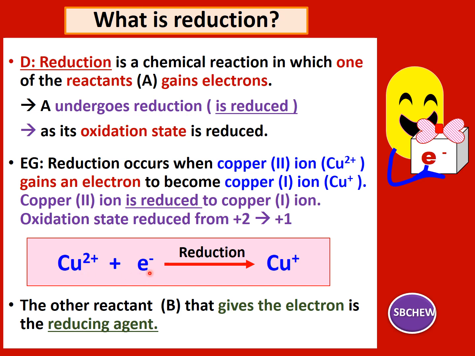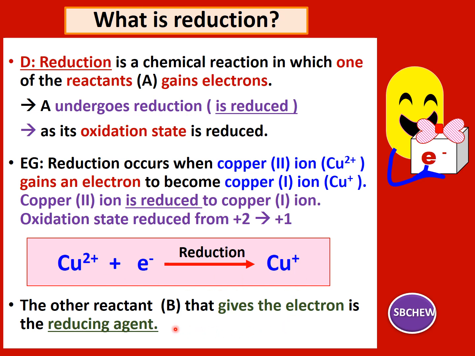because this electron, which is negatively charged, neutralizes one of the positive charges on the copper ion. So from 2+, with one electron added to it, it becomes +1. One positive charge has been neutralized. So the oxidation state of Cu2+ is +2, and the oxidation state of Cu+ is +1. So there's a reduction in the oxidation state, and we say that this process is reduction, and copper 2 ion has been reduced to copper 1 ion, Cu2+ to Cu+.